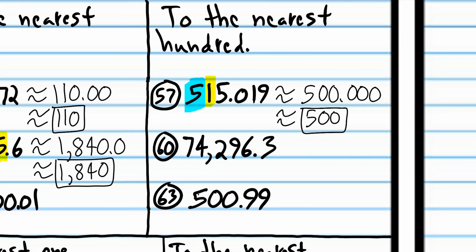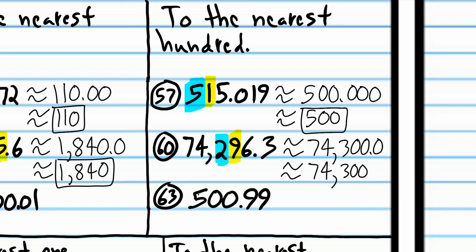Try number 60, and when you come back, we'll do it together. All right, we're back. Here's the hundredths place. The 9 tells us to round up. So if we're going to round up, that means the blue number goes up by 1, and the yellow number and all numbers to the right of the yellow number go to 0. But again, we can leave off those ending zeros, but only if they're ending and to the right of the decimal. So if you got 74,300, good job.